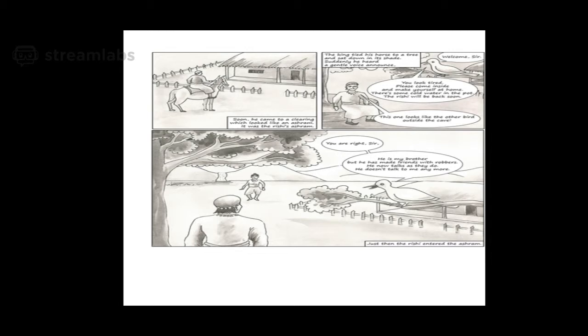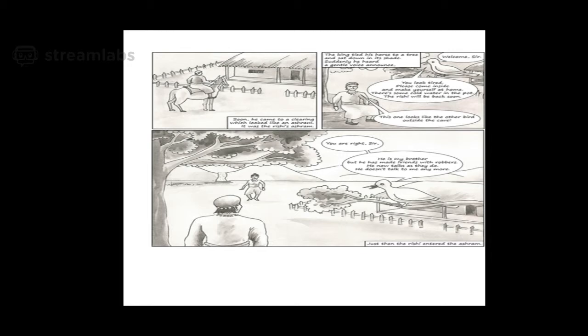You can see in this picture, the second picture, he heard the voice, "Welcome to the ashram, sir. Please go inside and rest. The Rishi will be back soon. There's some cold water in the pot. Please make yourself comfortable." The king looked up and saw a big brown bird in the tree.